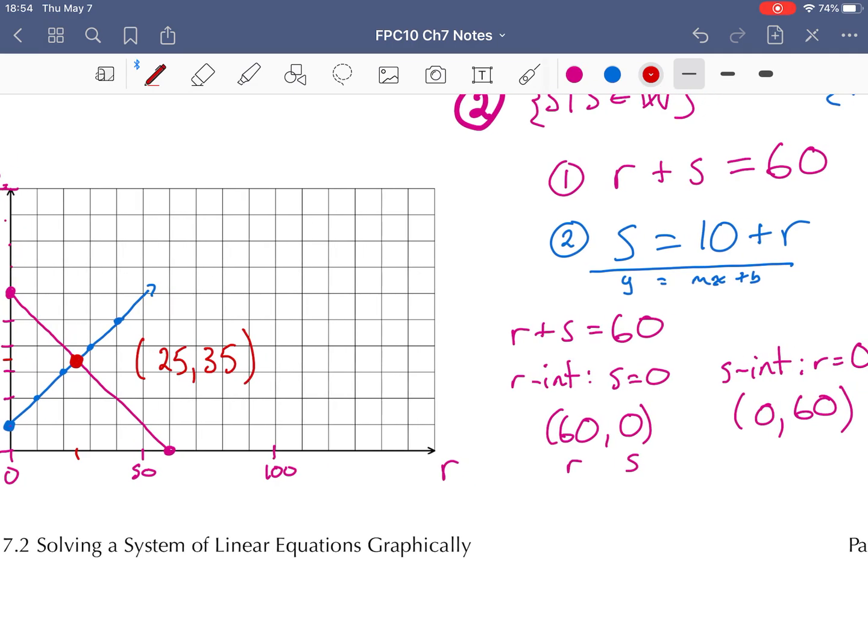We can verify this pretty easily, because 25 plus 35 is equal to 60, and 10 plus 25 is equal to 35. So he received 25 text messages and he sent 35.